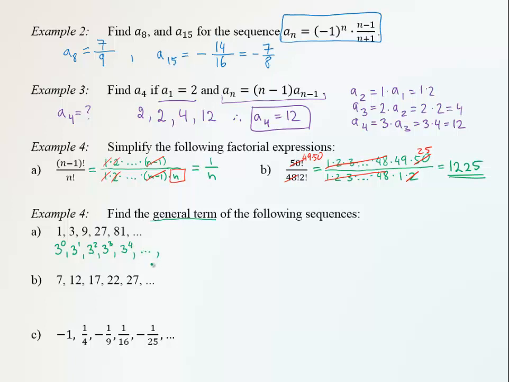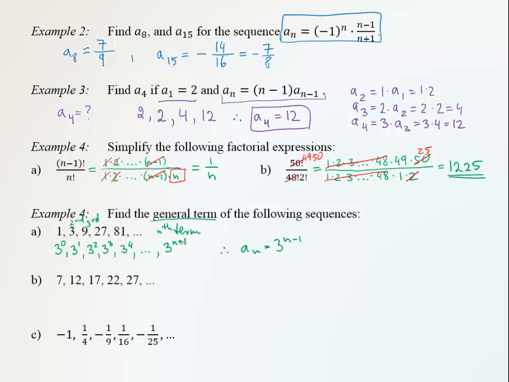Okay, so the general term, the nth term, should be 3 to something. What is this something? Well, let's observe. That was the second term, and we had 3 to the 1. That was the third term, and we've got 3 to the 2. So the exponent seems to be 1 lower than the index of the term. Therefore this should be 3 to the n minus 1. So our final answer is a_n equals 3 to the n minus 1.